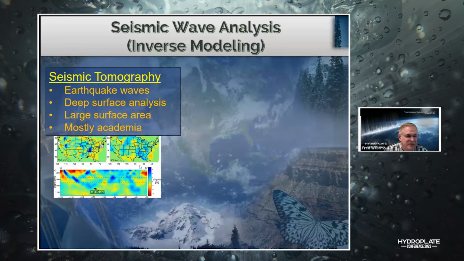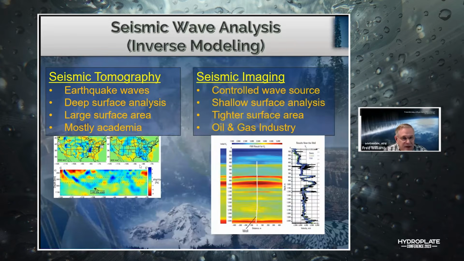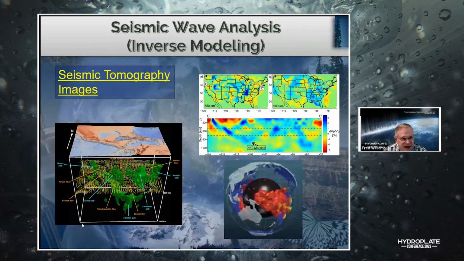Okay, so seismic tomography. This type of inverse modeling looks at earthquake waves, and it's more of a deep analysis over a large surface area, and most of it is in academia. Seismic imaging uses similar principles, but it is different. There's a controlled wave source, such as a seismic hammer or explosions. It has a shallow analysis, a tighter surface area, and it's primarily used by the oil and gas industry as they look for natural resources. Here are some examples of seismic tomography images to give you an idea of the big picture things it's looking at, more gross structures.